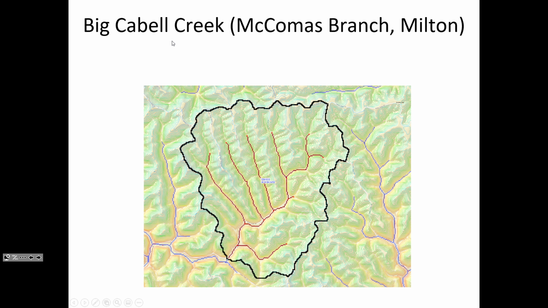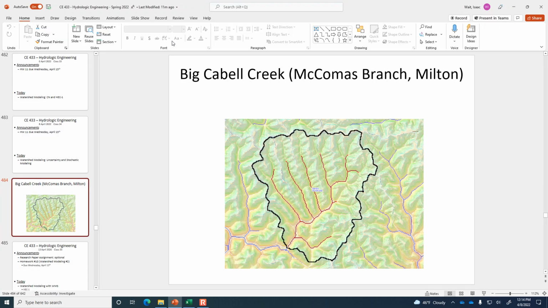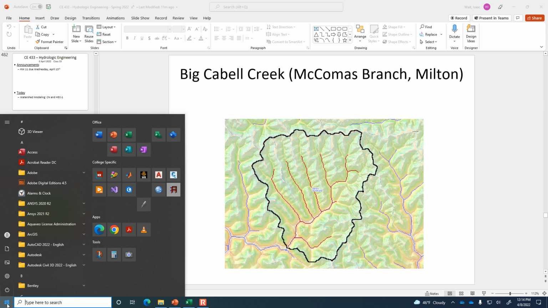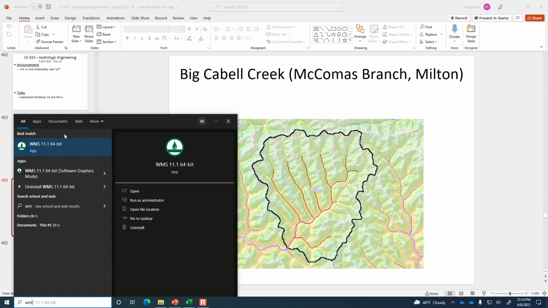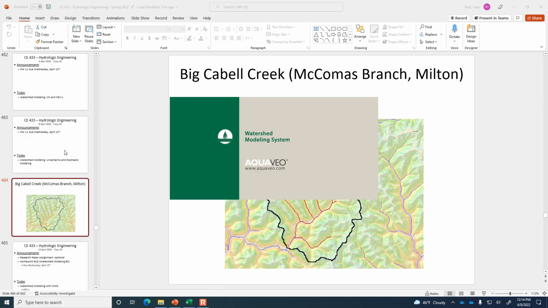So we're going to look at Big Cabell Creek, and I'm just going to go through the process of delineating the watershed, calculating the curve number from soil type and land use data, and then we're going to talk about uncertainty, because that's kind of the ugly little secret in hydrology. And fortunately, WMS gives us some tools to efficiently deal with the effects of uncertainty.